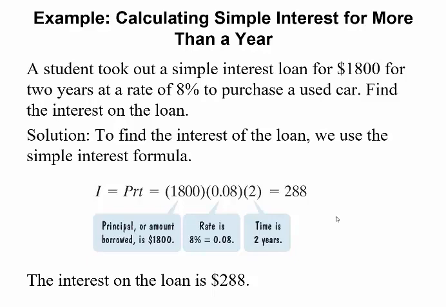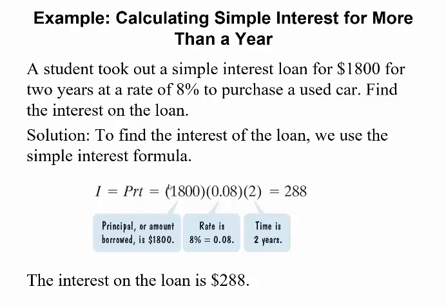All right, let's do another one. A student took out a simple interest loan for $1,800 for 2 years at a rate of 8%, to purchase a used car, let's say. So let's find the interest on the loan. To find the interest on the loan, again, we use the simple interest formula. The interest you have to pay is principal times rate times time.